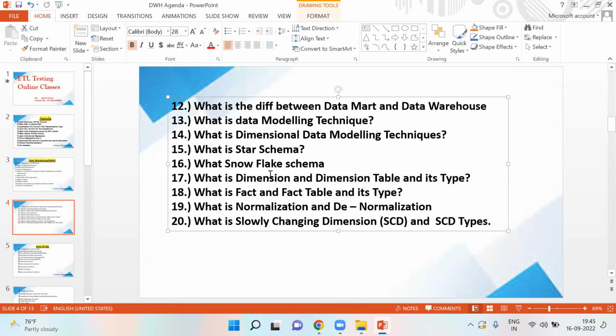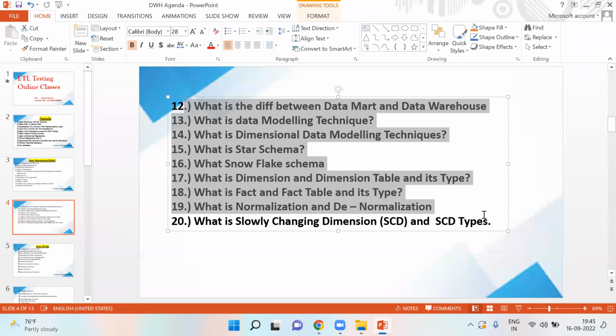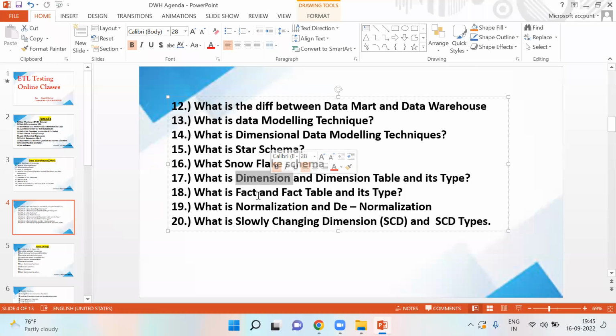The star schema, snowflake schema, dimension tables, and fact table. All these things are very important as part of your ETL testing knowledge. Many of you will be seeing fact table, dimension table, snowflake, and star schema for the first time. Don't worry, I'll explain with real-time examples and it will be clear. So these are all theoretical. There is no coding in this.